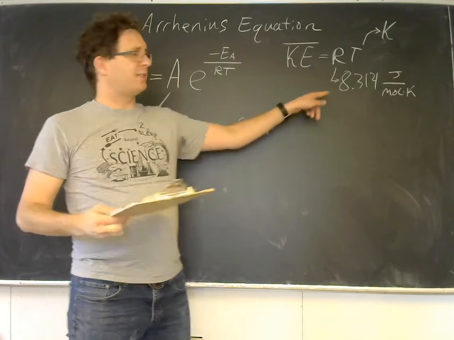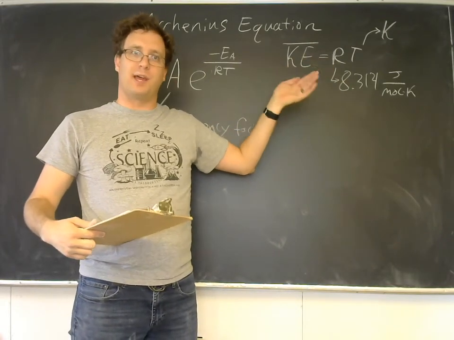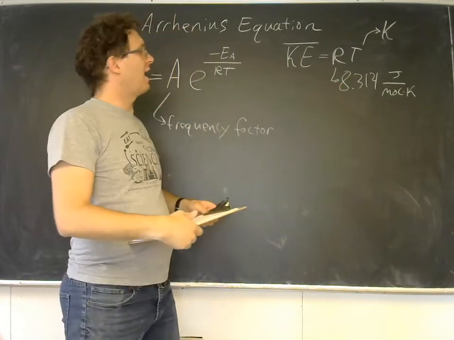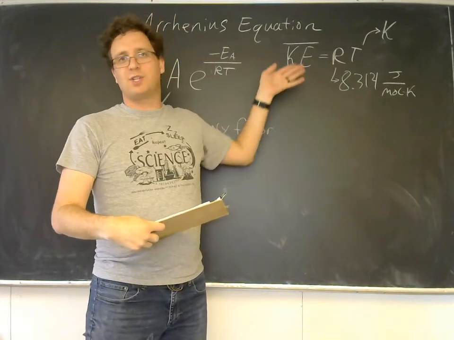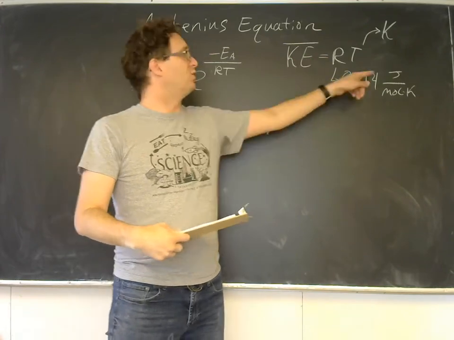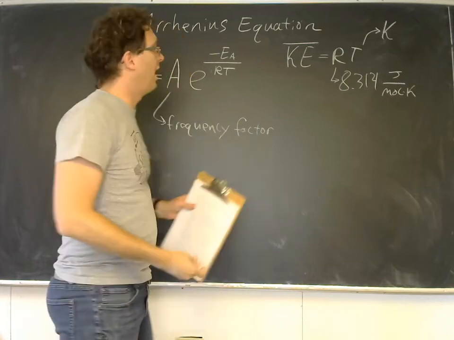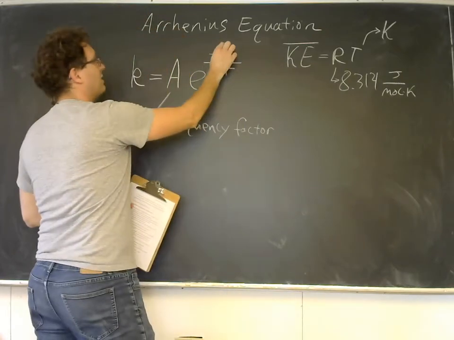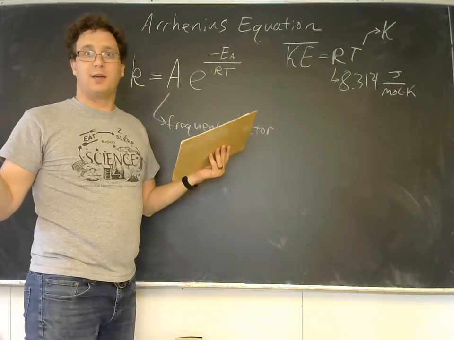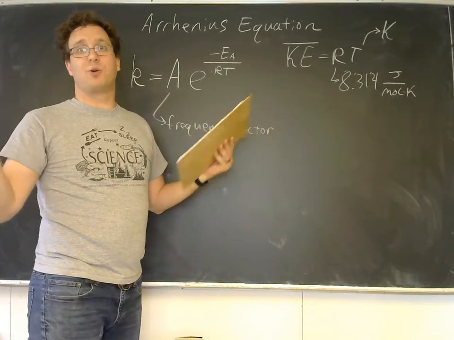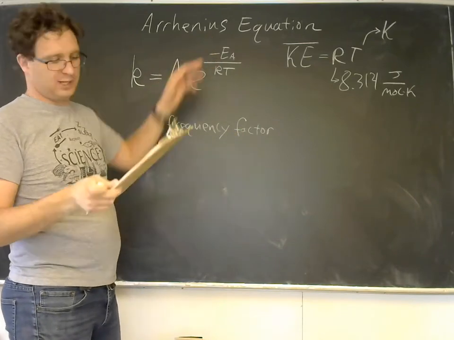This is the same quantity as the gas constant, 0.08206 liters atmospheres per mole Kelvin. We're just expressing it in different units, in joules per mole Kelvin instead of liters atmospheres per mole Kelvin. And the reason we do that is because it needs to cancel out with the activation energy, which will be expressed in joules per mole or in kilojoules per mole, and we'll need to make sure that those units match up.